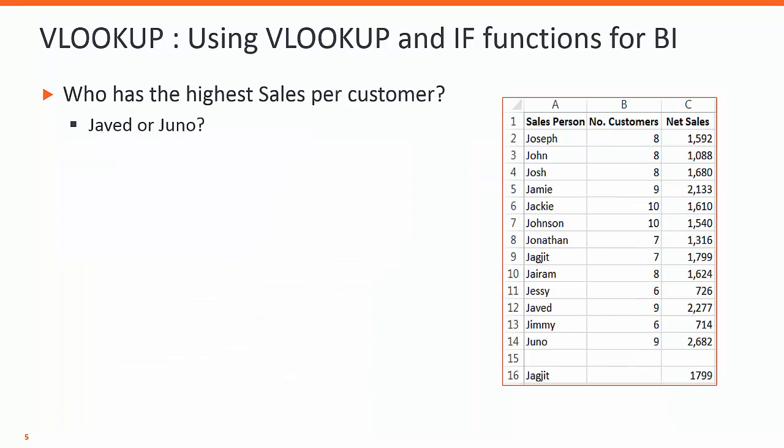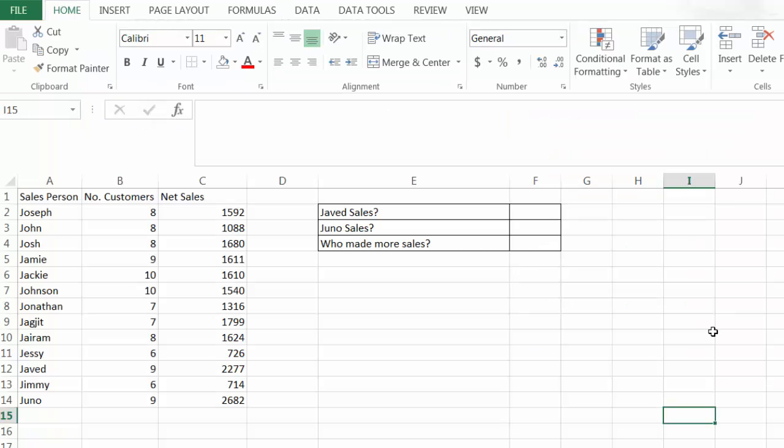But if we combine this with the use, in this case, of an IF function, we're then also able to provide a comparison between different salespeople, in this case, Javed versus Juno. So I've broken it up into 3 specific questions to help us show the comparison between the VLOOKUP and then ultimately using the IF statement to make the comparison.